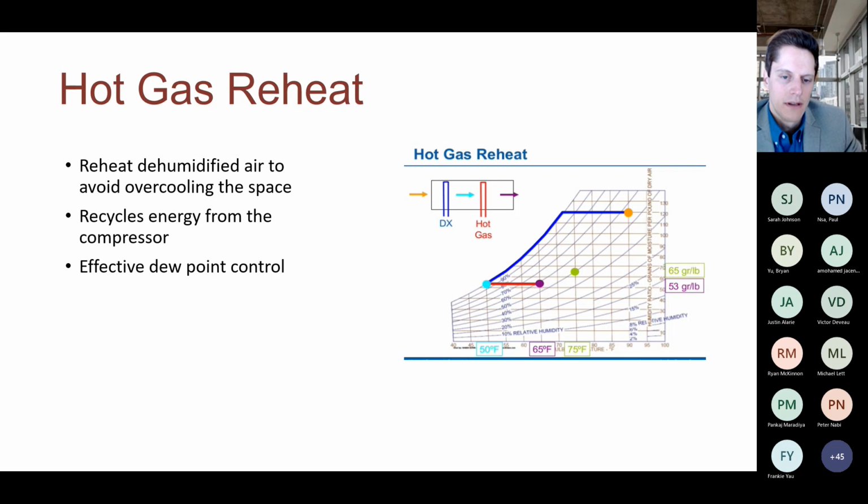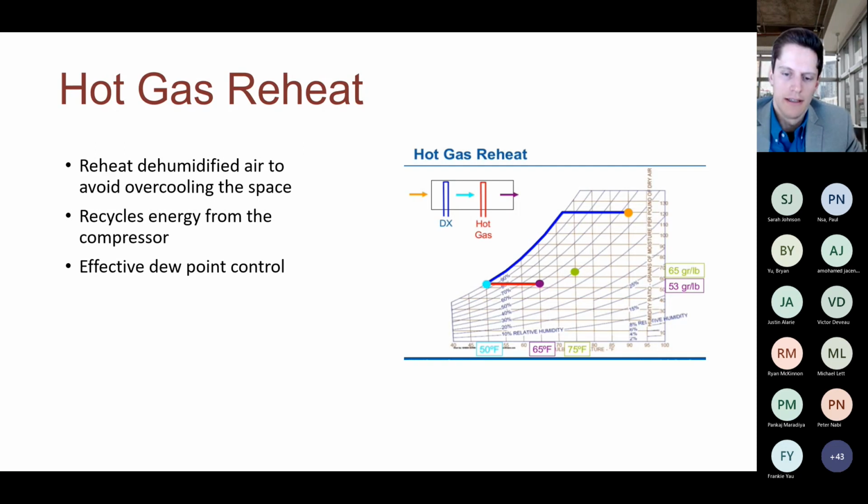It's not very comfortable. And so we use hot gas reheat as a means to reheat that air to a more comfortable point. And it's really just recycled energy from the compressor. We're using hot gas from the refrigeration system. Instead of rejecting that heat to the ambient, we're using that heat, injecting it back into the supply air. And so it's a really good reheat control method, and really good for dew point control.